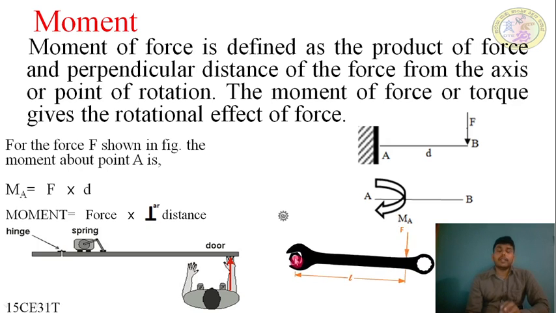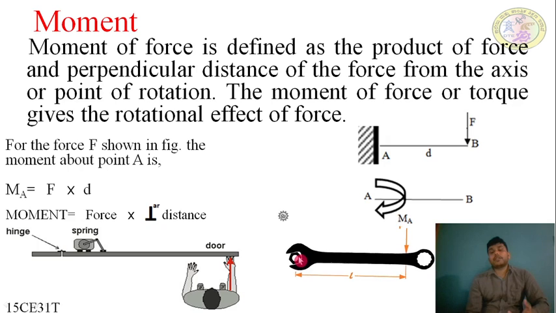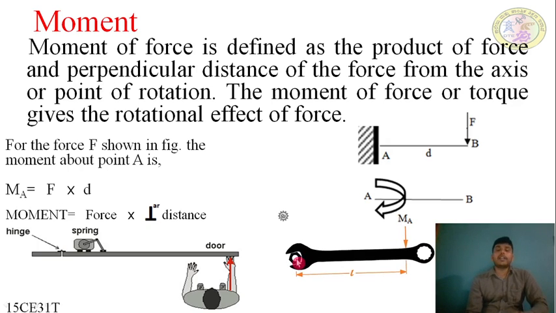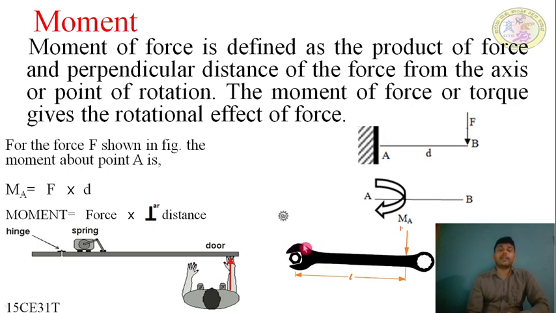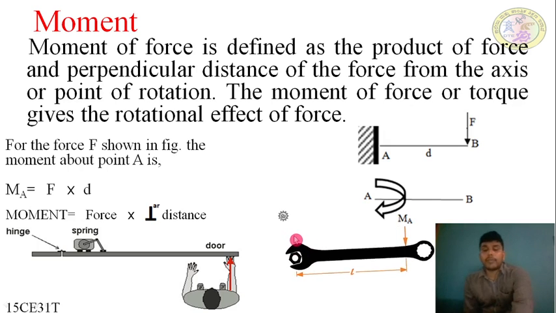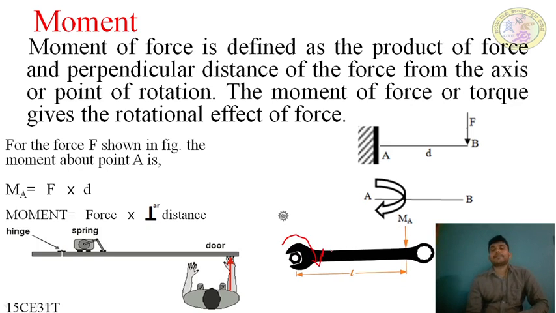Moment will be generated here. If there is a restriction, the moment will be generated, and if there is no restriction, there will be movement. So that's why the moment will be in this direction.